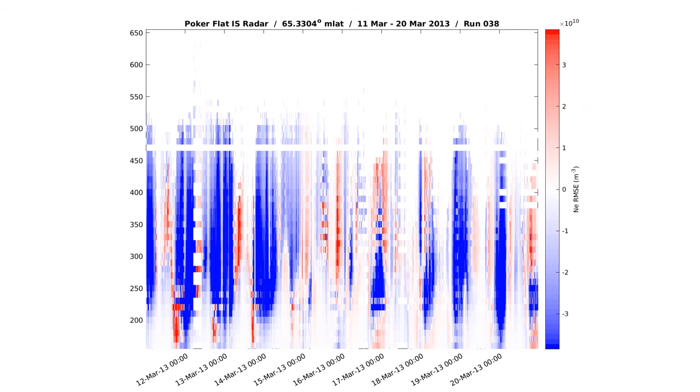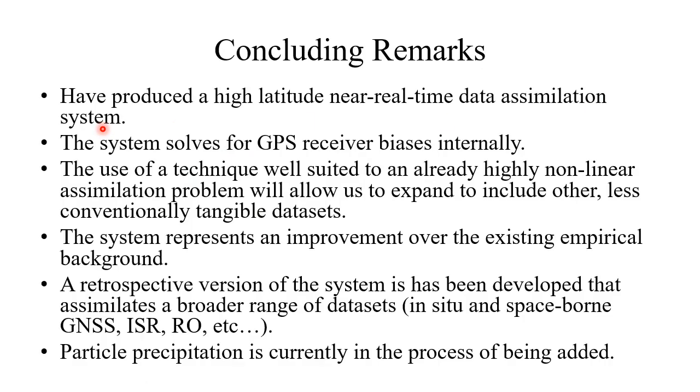And this just highlights the need to incorporate particle precipitation into the assimilation system, as well as into the background model. So all this to say, we've produced a high latitude and real-time data assimilation system that solves for GPS receiver biases internally, and hopefully we'll produce these biases as an additional product to users.